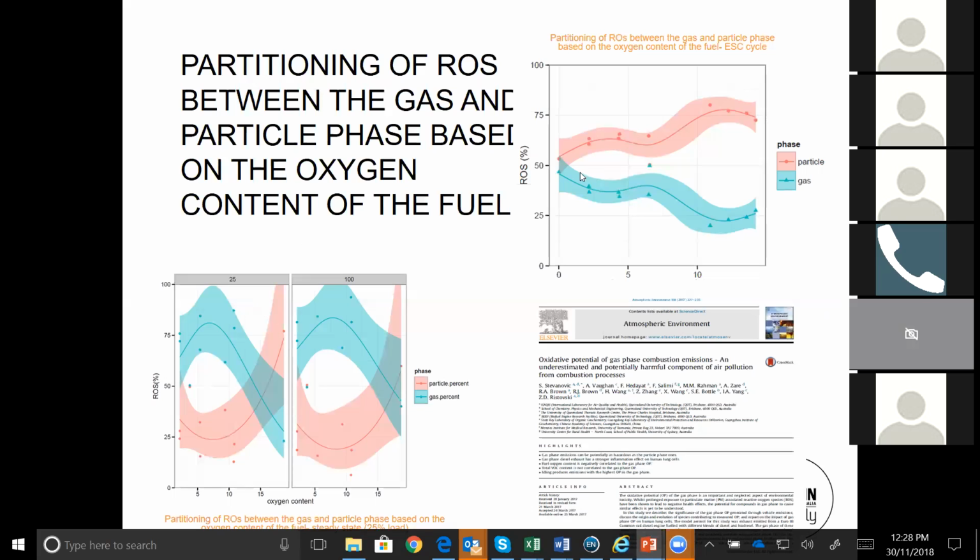But partitioning of ROS between the gas and particle phase is actually very important. Here you can see how they partition during one driving cycle. So we tested vehicle emissions, and this would be a very rough representation of, let's say, real driving. The European stationary cycle actually is not ideal, a transient cycle would be more representative, but this was easier for us to do in terms of ROS measurements. As you can see, as the oxygen content here increases, the oxidative potential of particles increases. At the same time, the oxidative potential of gases decreases.